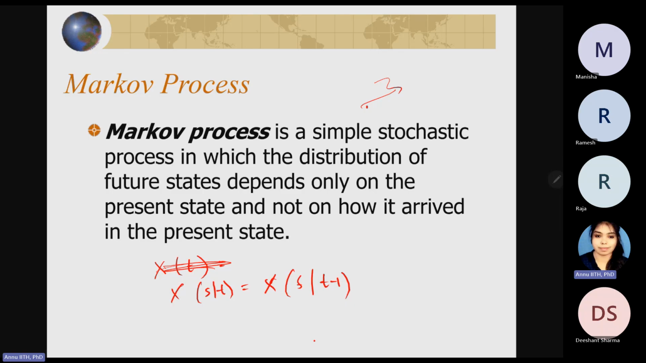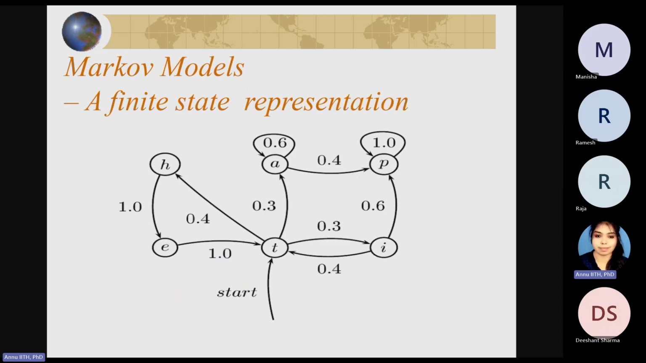So how are states related? In a finite state representation, suppose there are some states H, E, T, I, A, P. You can see the probability of going from state H to E is 1, whereas the probability of going from state H to T is 0.4. So you can write P of T given H equals 0.4. Similarly, you can write for other states. This is how you can represent a simple Markov model.